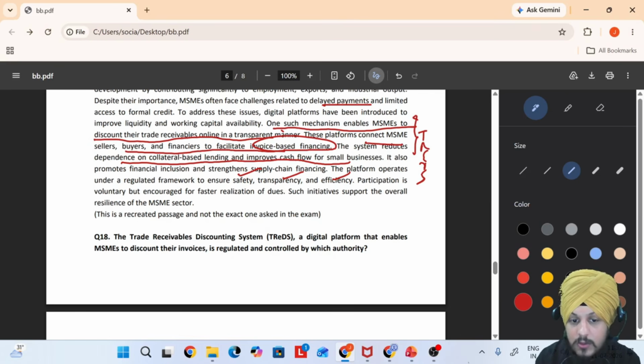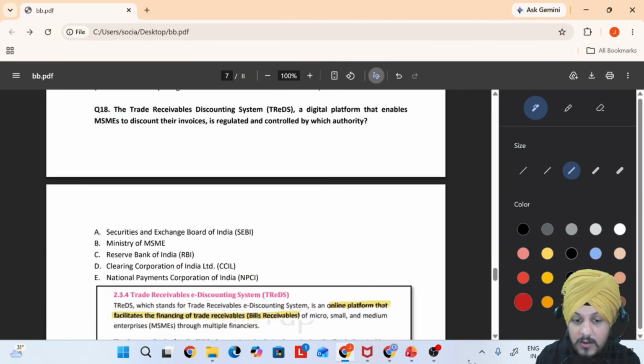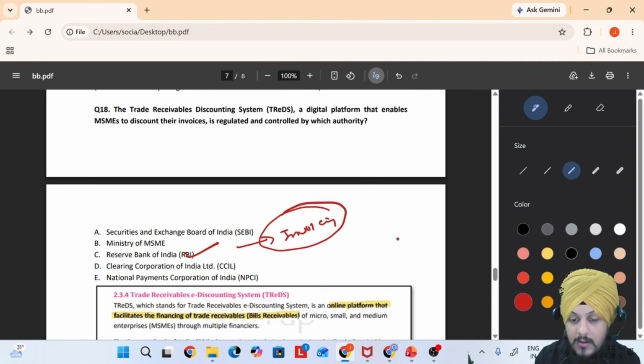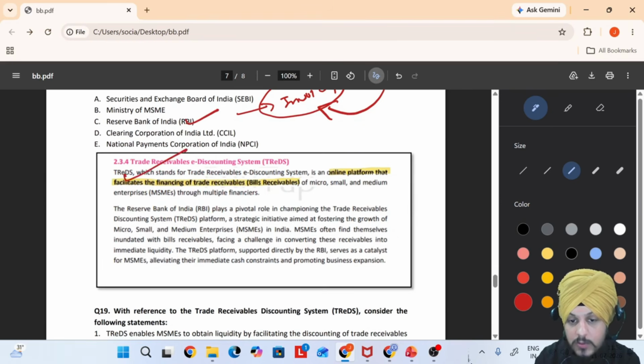So the question says TReDS platform enables MSMEs to discount their invoices, and it is regulated and controlled by which authority? Now, if I talk about the TReDS platform, you would be knowing that it is regulated by RBI. Why is it so? Because it is dealing with invoicing and also a payment mechanism, and that is why it is regulated by RBI. You can say it is acting as an alternative source of finance over here. And you can see we had provided this information as a part of the course.